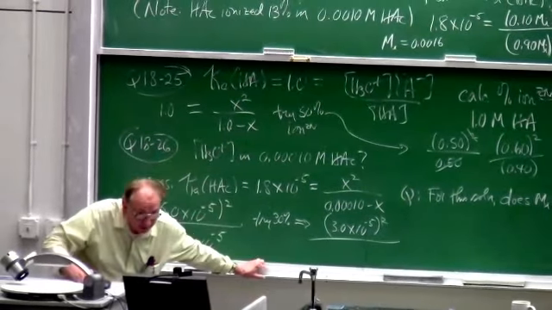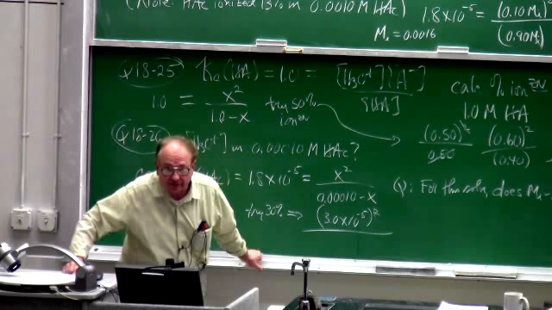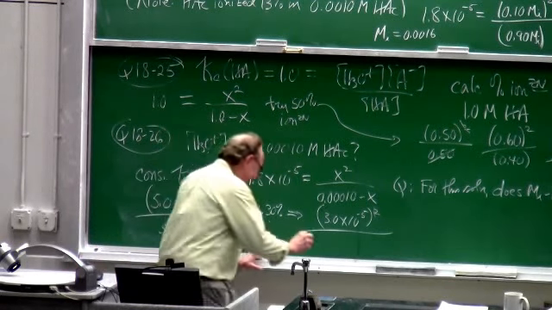Here comes the real tough one. If 30% of m sub I goes away, how much of m sub I is left over? Ooh, that was hard.